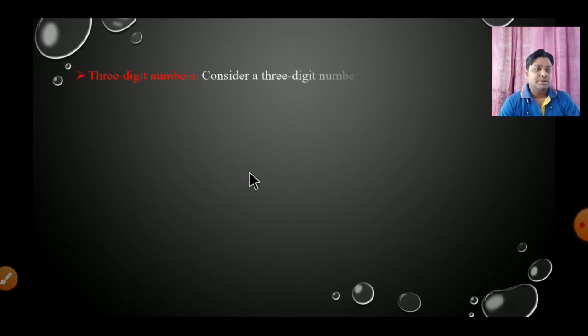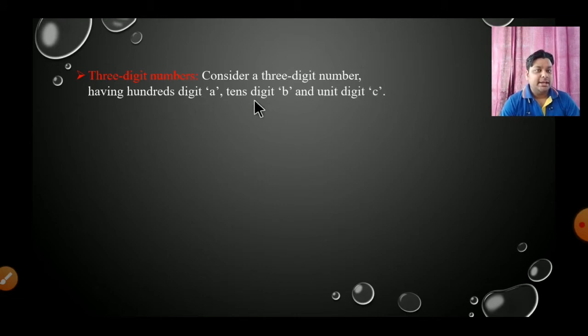Now three digit numbers. If you take a three digit number, with hundreds digit A, tens digit B and unit digit C, then simple, the digit at the hundreds place will be multiplied with 100, that is we multiply A with 100, the digit at the tens place we multiply with 10, and the unit digit C we multiply with 1, and we add all three. Then what original number will we get? 100 into A plus 10 into B plus C. That will be the original number of a three digit number.